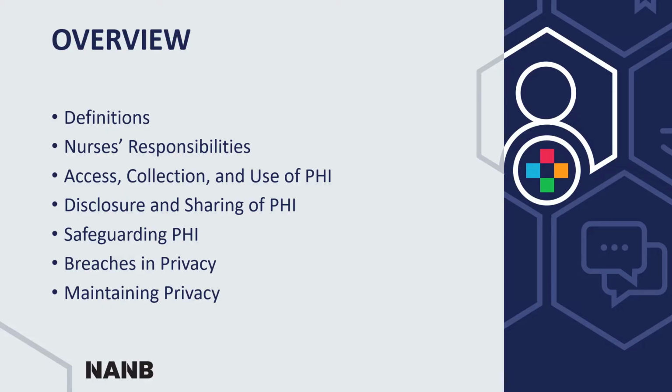Today, we will review important definitions, the nurse's responsibilities for upholding privacy and confidentiality, access, collection, and use of personal health information, disclosure and sharing of personal health information, safeguarding personal health information, and breaches in privacy and maintaining privacy.